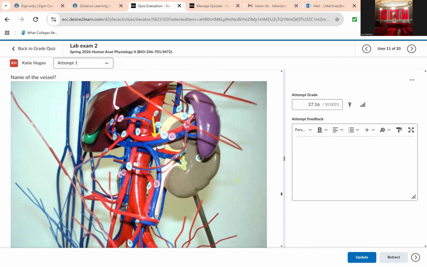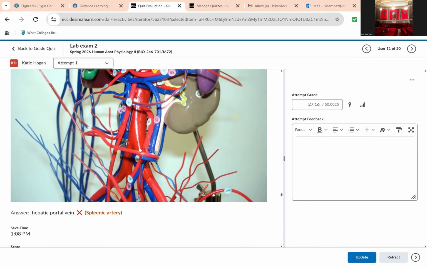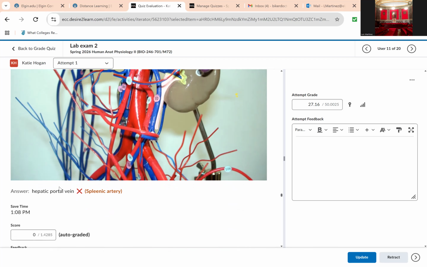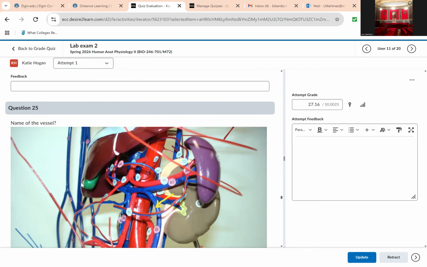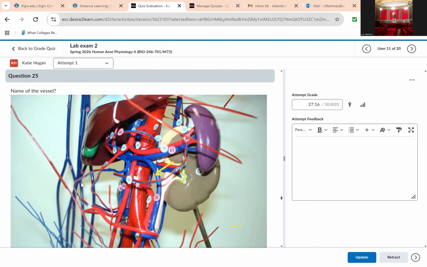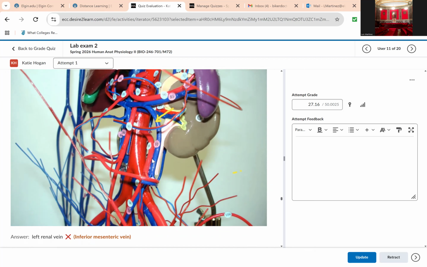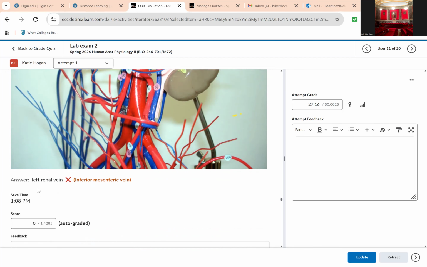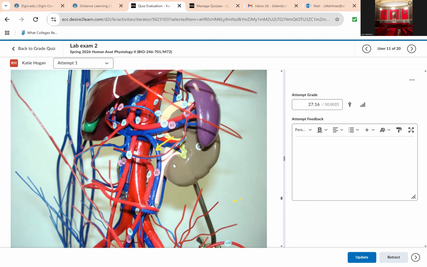This is the spleen. In the name of the vessel, this is the spleen, and this artery is the splenic vein. Your answer, I'm sorry, splenic artery, and your answer was hepatic portal vein. That's incorrect. For question 25, this is the inferior mesenteric vein. Your answer was left renal vein. The left renal vein is this one here, and the arrow is pointing at this one here, and so that's incorrect.